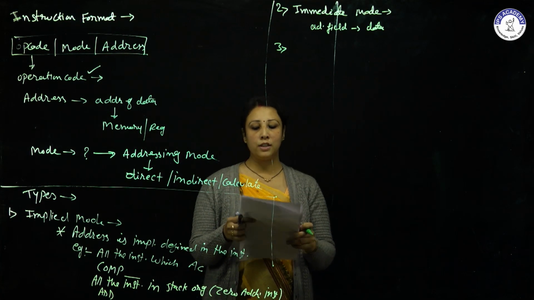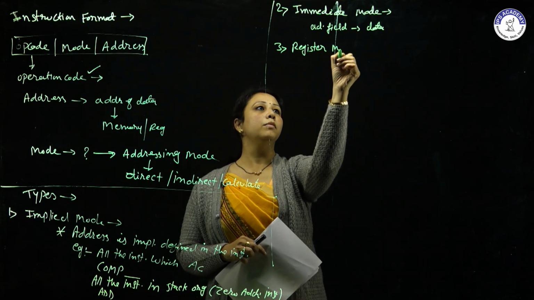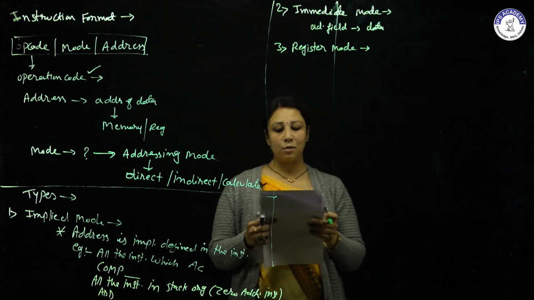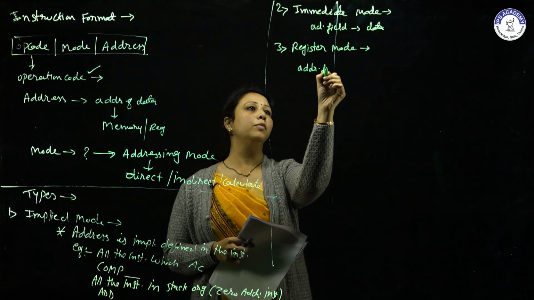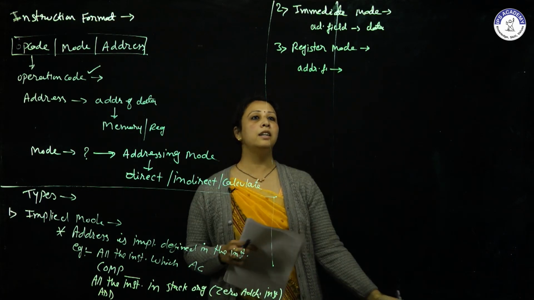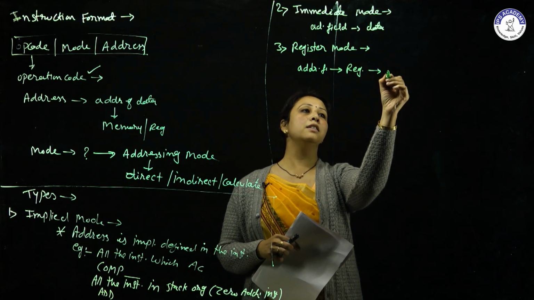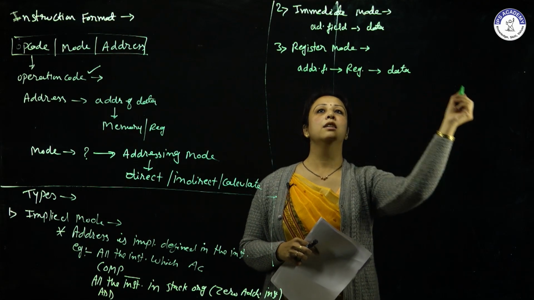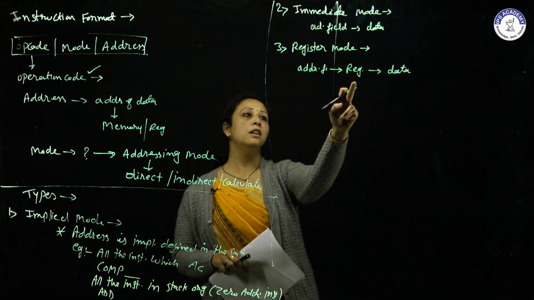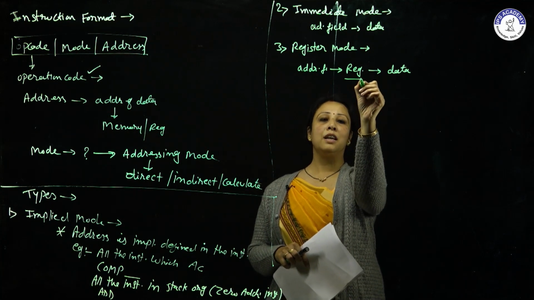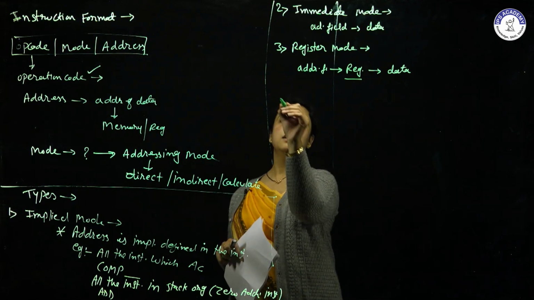The third addressing mode is register mode. Register mode tells us the address field contains the address of a register, and this register contains the data. So when we see the address field, it depicts a processor register address, and this register contains the data on which we have to perform the operation.